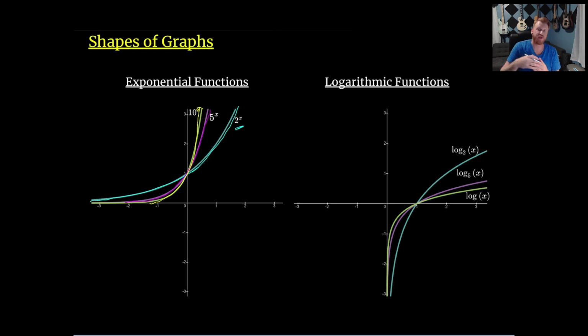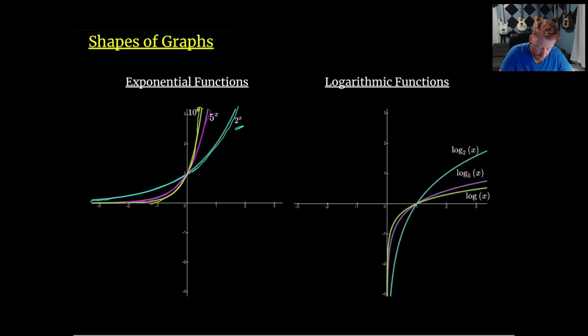For 5 to the x, it's being multiplied by 5. For 10 to the x, it's being multiplied by 10. So for every 1 unit you move over, your output gets multiplied by 10. So the log function is doing the inverse of what the exponential function is doing. So if the exponential function is growing faster and faster and faster, that means that the inverse, the log function, will be going slower compared to the other counterparts here.